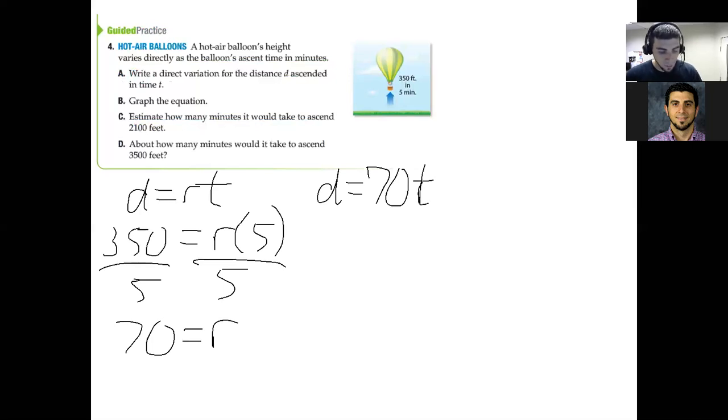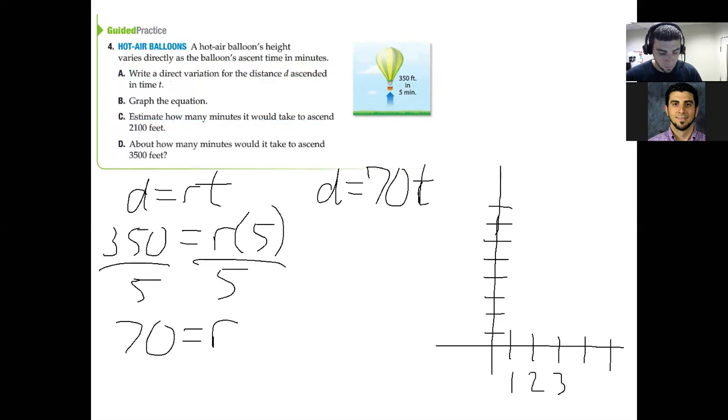So if I graph the equation, I'm going to take this one by 1s and this one by 50s. So the second one would be 100, 200, 300, 400. So here's my origin. And I know that after 5 minutes, it should be up here at 350. So that's my line right there.